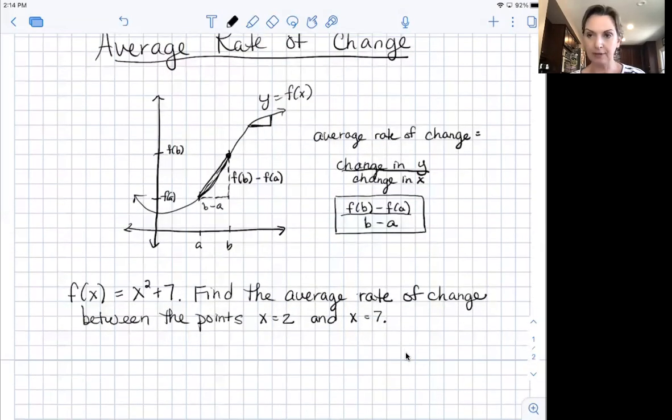So to use this equation for the average rate of change, you have to know the value of the function at each of those two points. So that's the first thing you're going to do. Just go ahead and figure those out first. I'm going to find the value of the function at 2 and the value of the function at 7, because you need to know those to use the equation. So the value of the function at 2 is 2 squared plus 7, which is 11. And at 7 it's 7 squared plus 7, which is 56.